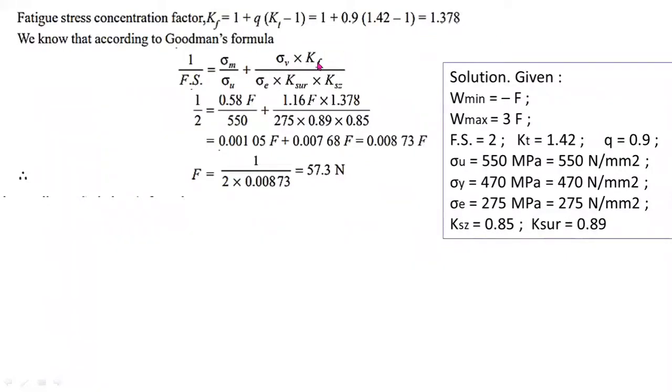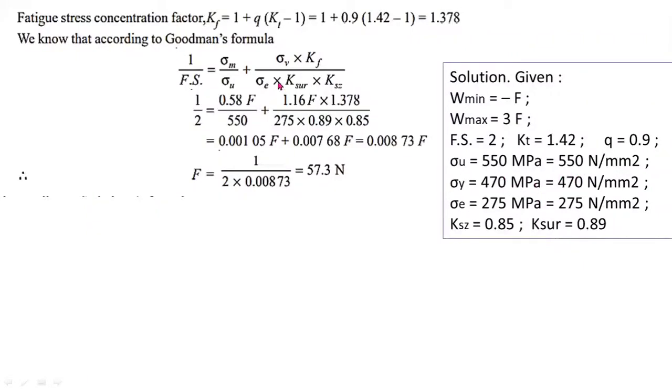The value of the fatigue stress concentration factor is not given, so you have to find out the value of Kf from the notch sensitivity equation. This is the formula for fatigue stress concentration factor on the basis of notch sensitivity. Here the value of Kt equal to 1.42 is given. So from the theoretical stress concentration factor and notch sensitivity, you find Kf equal to 1.378. Surface finish factor equals 0.89, size factor equals 0.85, and sigma e equals 275, sigma u equals 550.